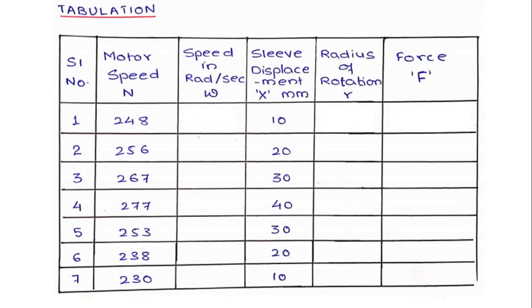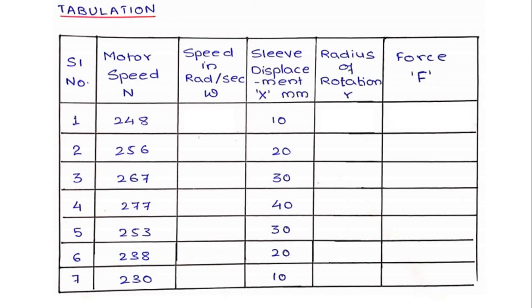And again, when you reduce the speed and bring the sleeve displacement back to 30 mm, the RPM will be 253 and not 267. This is because of the hysteresis that is developed, and we will also prove it by plotting the graph later in the experiment. Similarly, for 20 mm sleeve displacement, the motor speed will be 238 RPM. For 10 mm sleeve displacement, the motor speed will be 230 RPM.